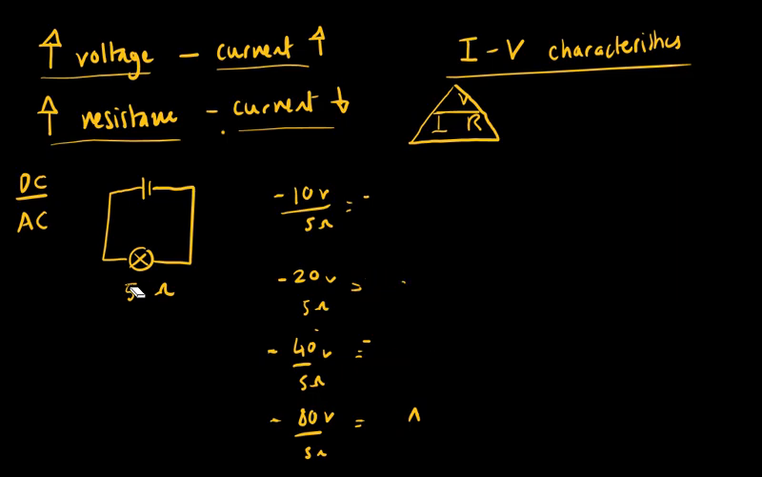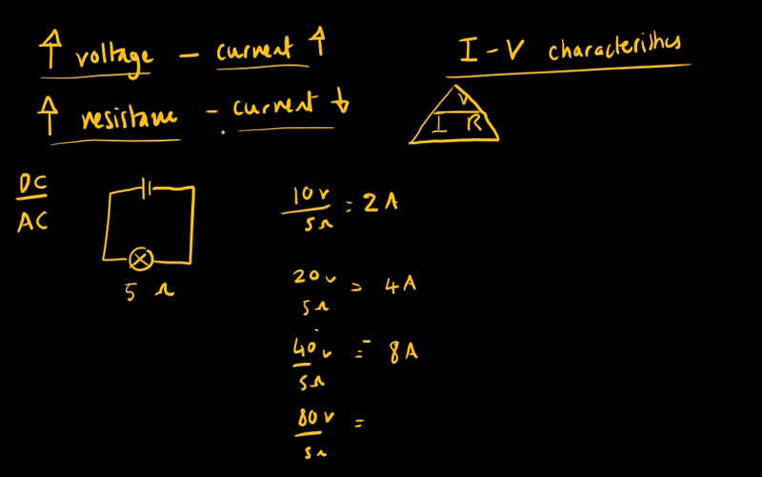So what ends up happening is at 10 volts, the current is going to be 2 amps. At 20 volts, the current is going to be 4 amps. At 40 volts, the current is going to be 8 amps. And then something interesting happens.